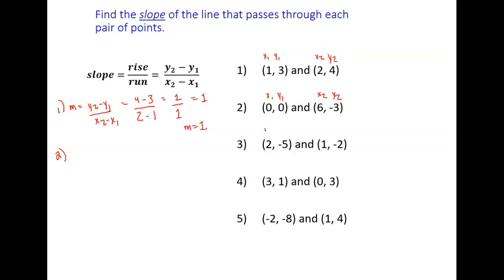For the second one, if you want to label your points like this, it's totally fine. I find it helps lots of students, even myself, when I go to label it so that I know which ones I'm putting where. So my y2 is negative 3, take away 0, because y1 is 0, over x2, which is 6, take away x1, which is 0. So I get negative 3 over 6, which is going to be negative 3 divided by 6, so negative 1 half, because 3 can go into itself once and into 6 twice. Or you could use your fraction button. So my slope, my rise, is negative 1 over 2. So I have a slope of negative 1 over 2.